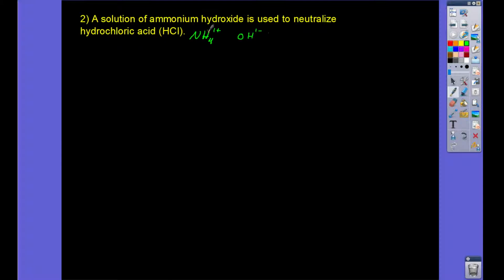Since these are both the same charge, it's just going to be a 1-to-1 ratio in the compound, which is why this would be NH4OH, and then hydrochloric acid is going to be HCl. It gives us this in the problem. For NH4OH, it tells us immediately that this is going to be a solution. So we know that this is going to be aqueous.